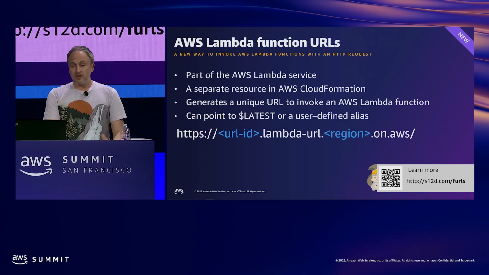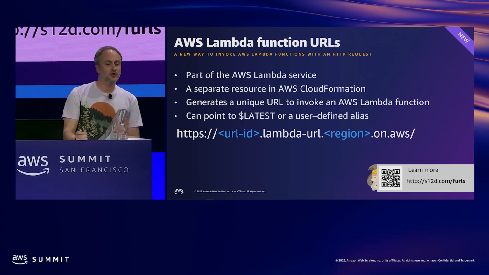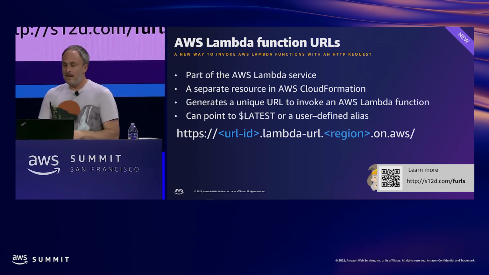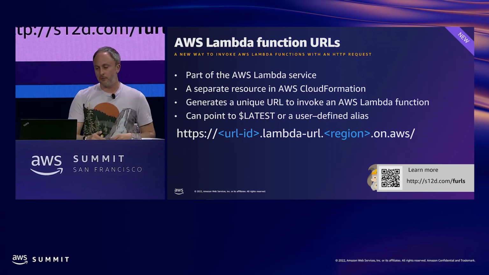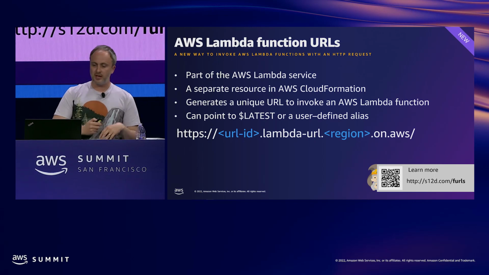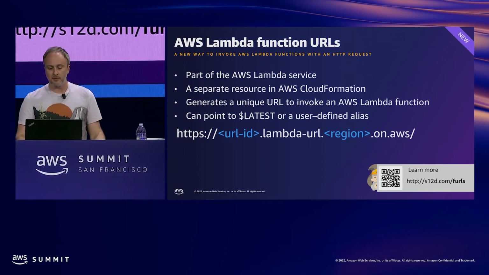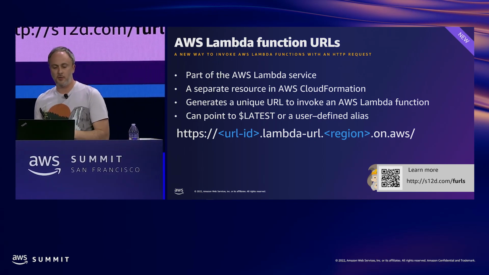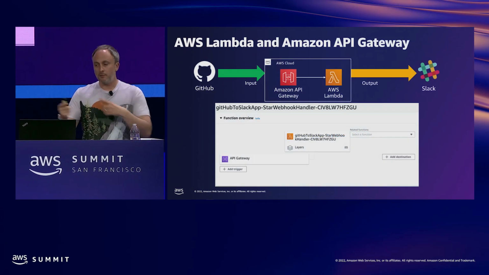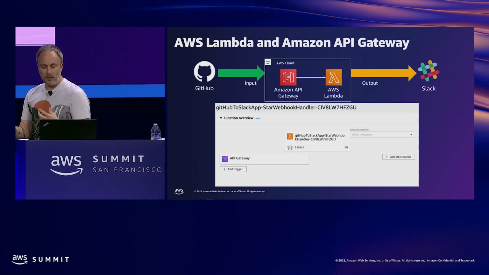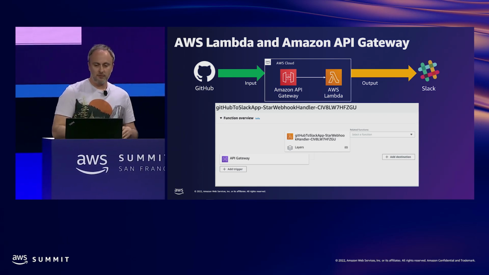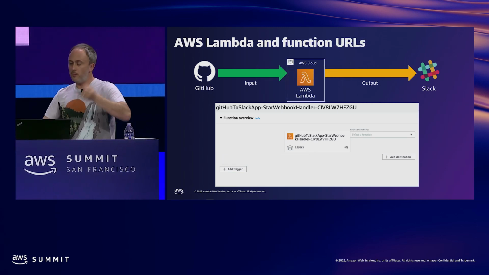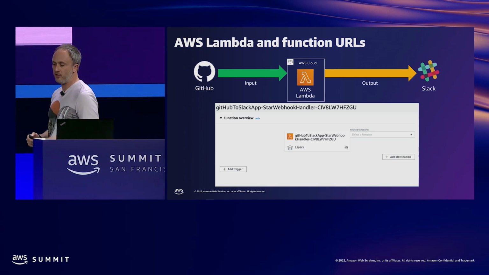Now, function URLs is actually part of the Lambda service. It's not an additional service. It's not part of API Gateway or anything new. It's built into Lambda. It's actually a separate resource block in CloudFormation. And we know now that it generates a URL to invoke my Lambda function. You can point this URL to the latest alias or a user-defined alias on your function. So for my little example app here, my little webhook app, a great way of simplifying this would be to replace API Gateway with a function URL. And then I've removed a whole service and I'm invoking my Lambda function directly.